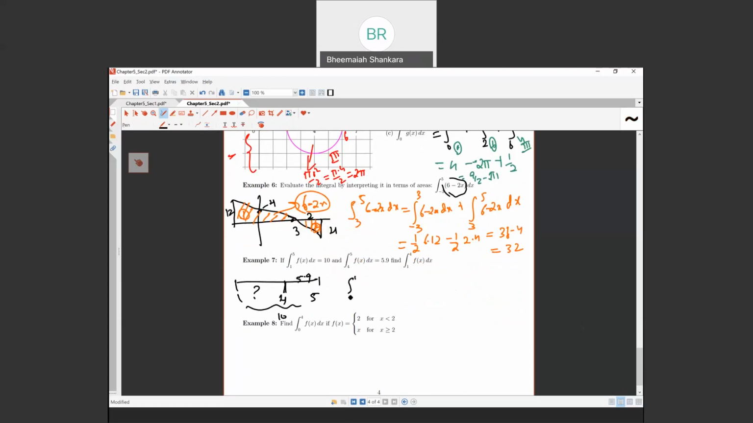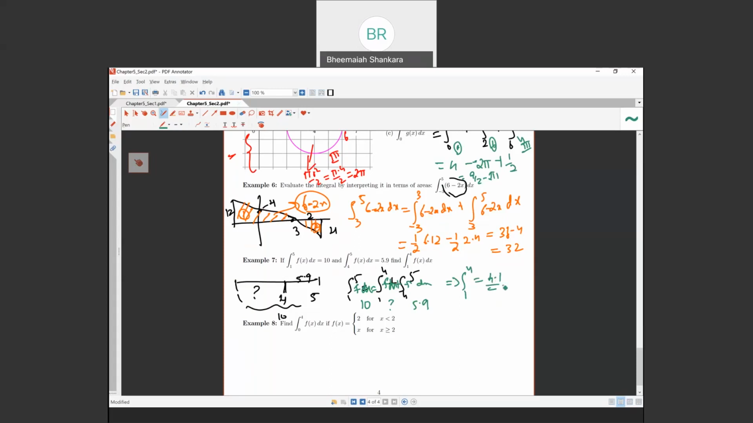So you write 1 to 5 integral can be written as 1 to 4 plus 4 to 5 integral. And when you write the integral, make sure you write it's the integral of the function f, and the variable of the integration is dx. So you have to write the variable of the integration also. So 4 to 5 is given, in this place plug in 5.9. 1 to 4 is not given, put question mark, and then 1 to 5 is given 10. So in this linear equation you have only one unknown. You can say 1 to 4 integration is 4.1.